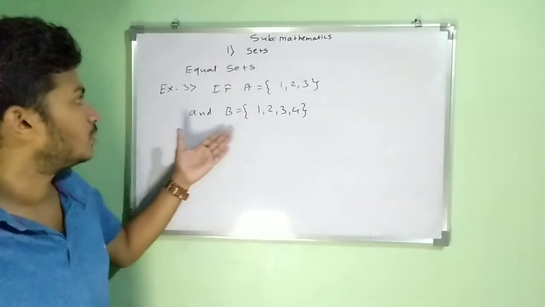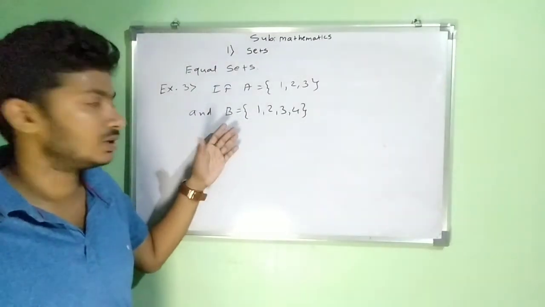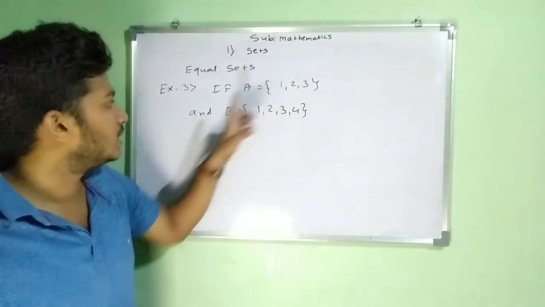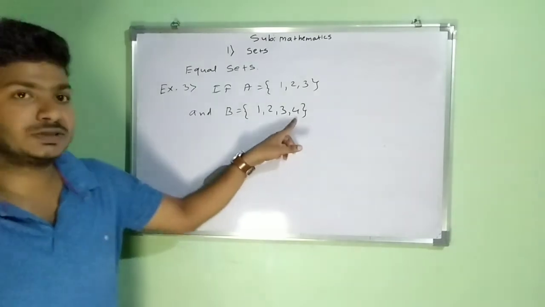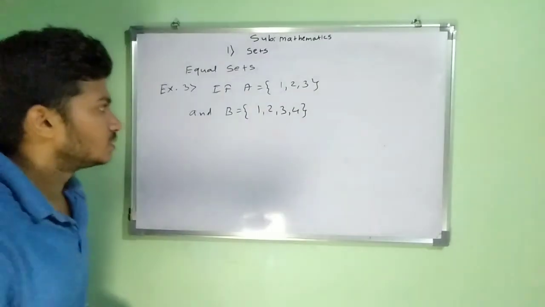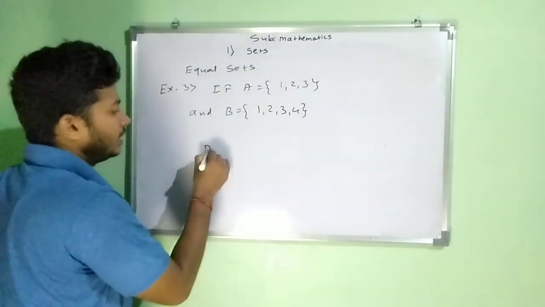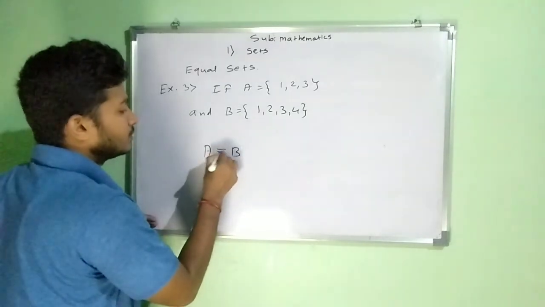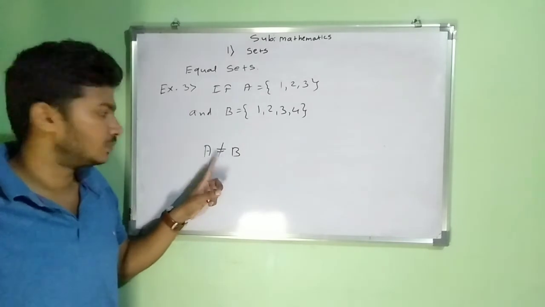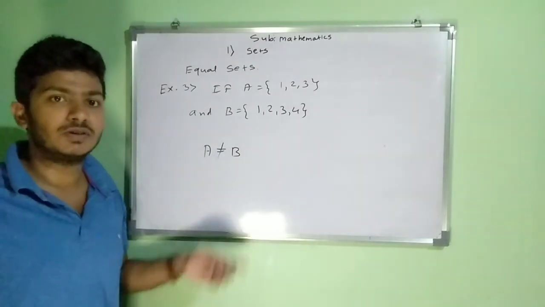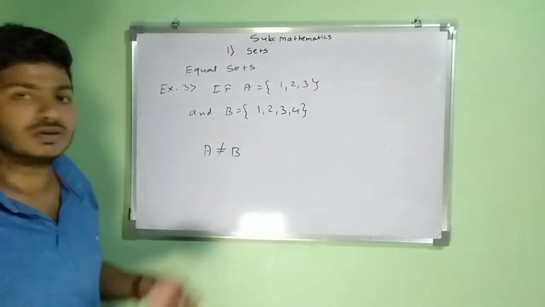I have taken one example of sets that are not equal. If A = {1, 2, 3} and B = {1, 2, 3, 4}, now if you look at the second set, one element is more compared to the first one. So the elements are not the same. So we can write A is not equal to B, denoted by that symbol. This is how we denote that the sets are not equal.